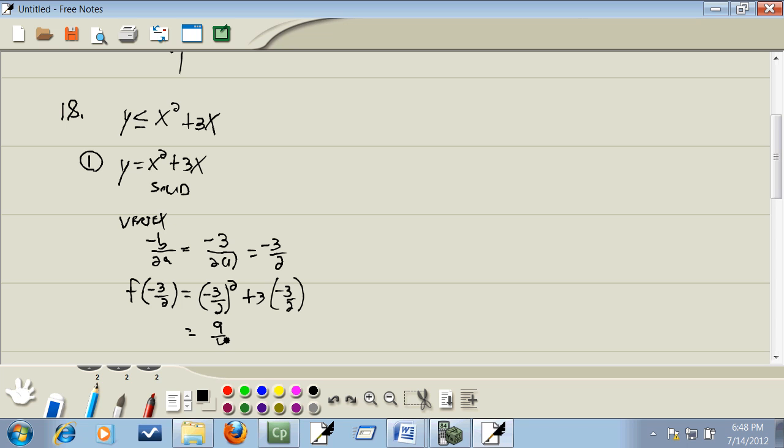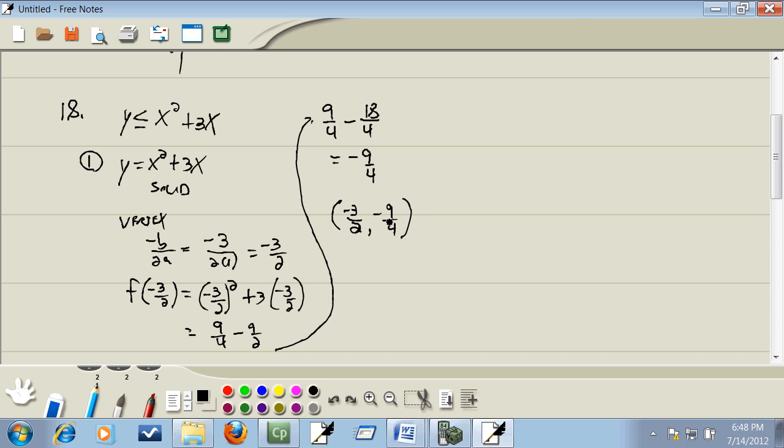Well, that gives us 9 fourths minus 9 halves, which gives us 9 fourths minus, multiplying the top and bottom by 2, 18 fourths, which gives us negative 9 fourths. So I did my math right. Our vertex is negative 3 halves and negative 9 fourths, which is negative 1.5 and negative 1 3/4, negative 1.75.